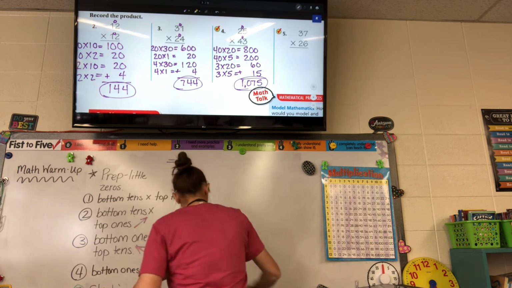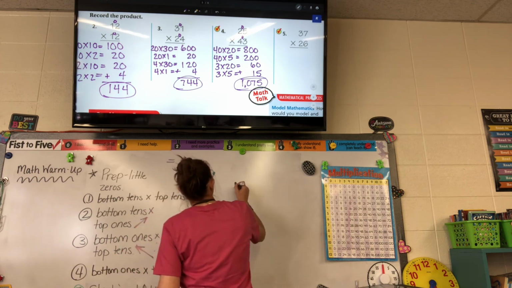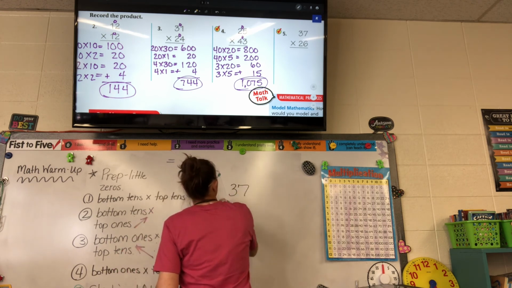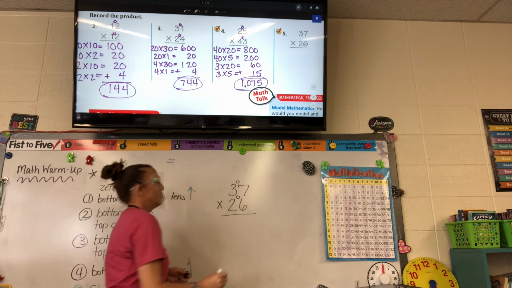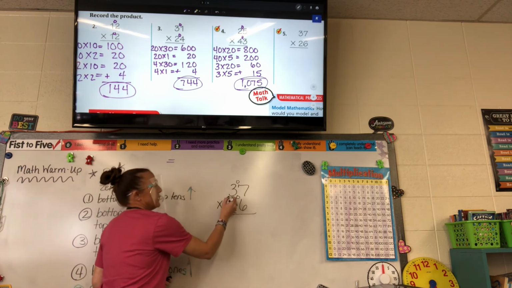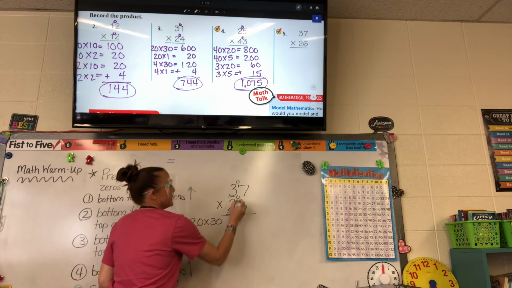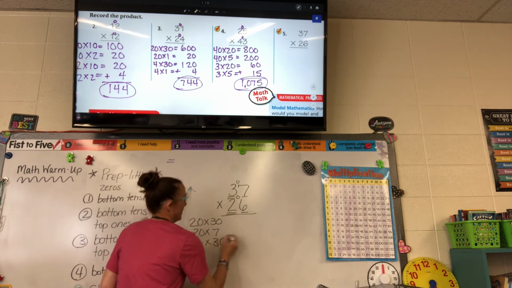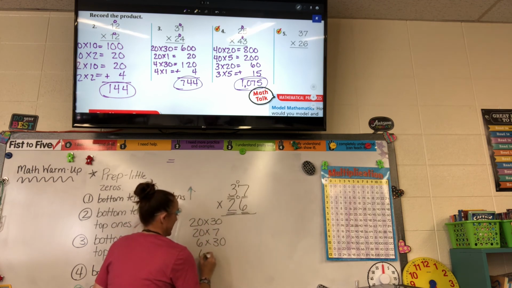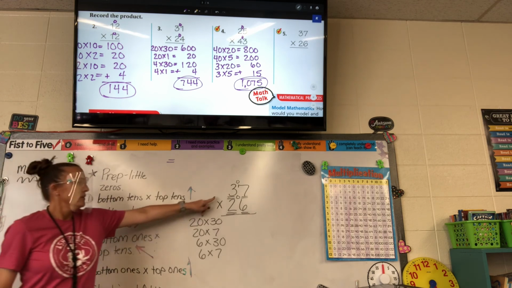Okay, last one we're doing together. 37 times 26. 37 times 26. First we'll put in our little zeros, then we'll get started with the bottom. 20 times 30. 20 times 7. 6 times 30. And 6 times 7. Do you guys see how many times I underlined each of those digits?